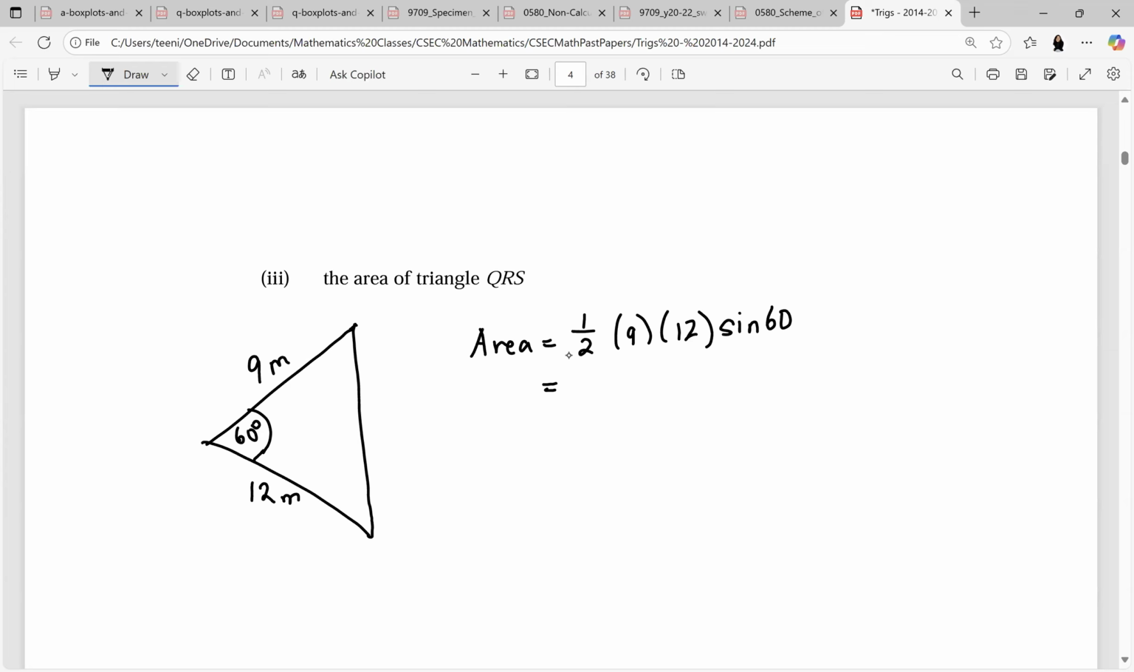All right, let's do this together. You type half, 1/2, right? Multiply by 9, 9 times 12 times sine 60. I got 46.8. Yes, that's the correct answer, to one decimal place. I don't know what you did before, but this is the correct answer here.